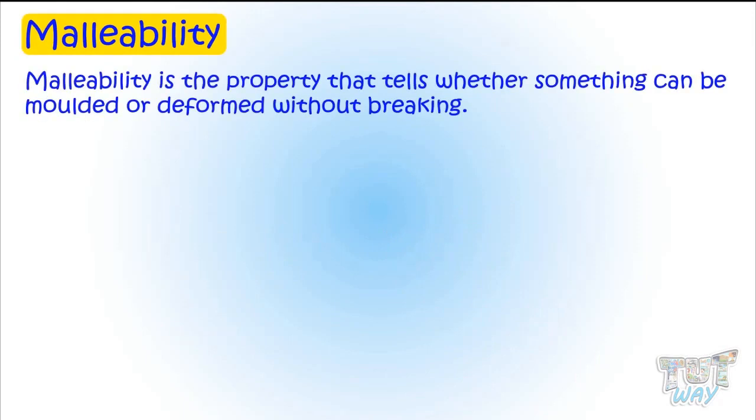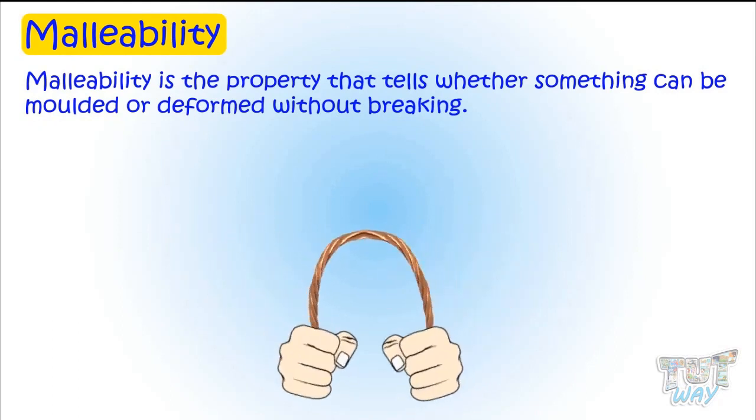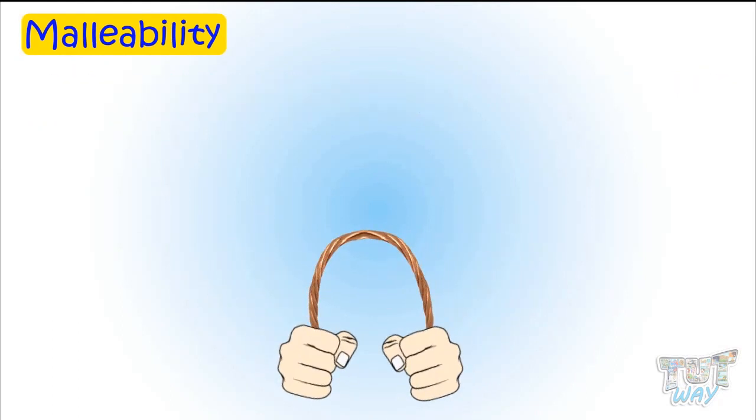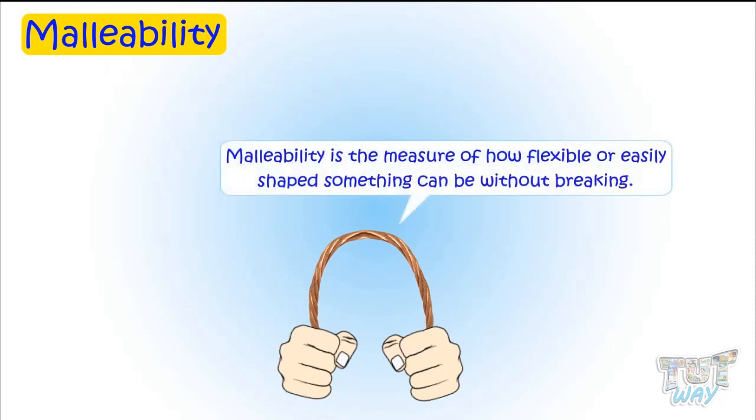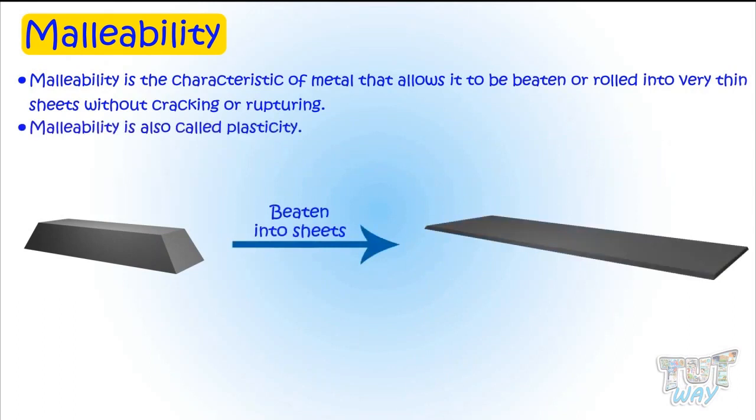Malleability is a property that tells whether something can be molded or deformed without breaking. That is, how flexible or easily shaped something can be without breaking. More specifically, it is the characteristic of metal that allows it to be beaten or rolled into very thin sheets without cracking or rupturing. Malleability is also called plasticity.